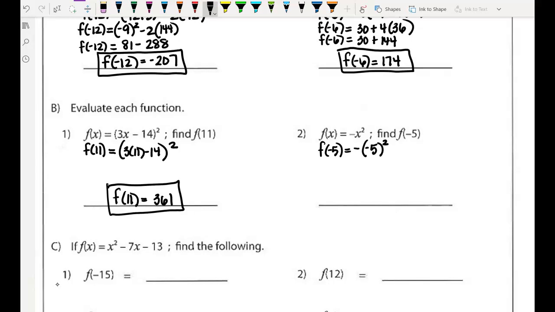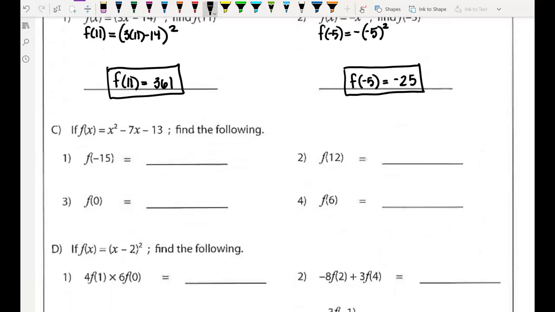So what do I get for f of negative 5 here? Negative 25. When we square the negative 5, we get positive 25, but then we have that negative 1 outside that we have to multiply times it. So we would get negative 25.